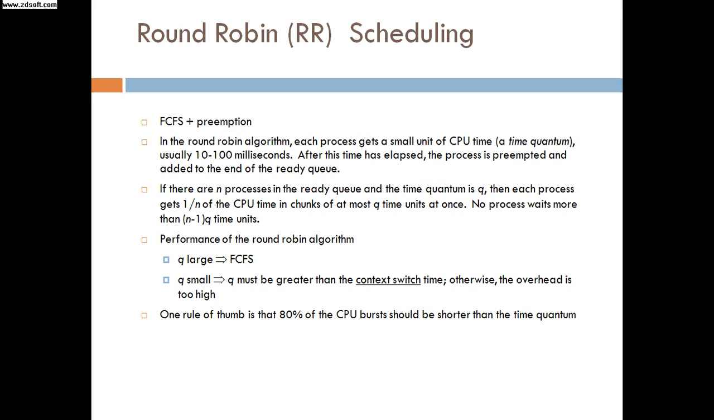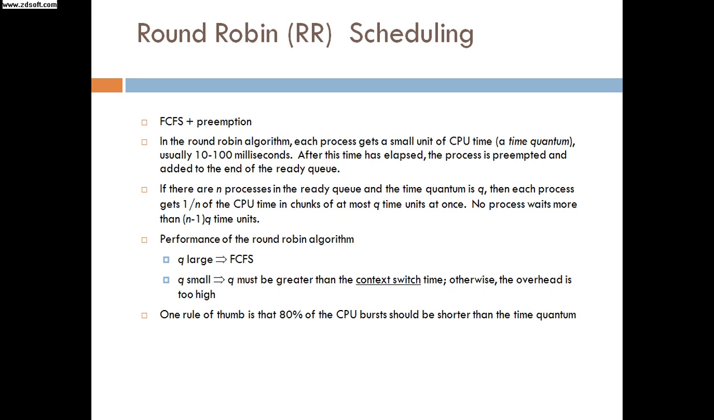The second turn or third turn, the corresponding process will get a chance to execute in the CPU. So no process will wait more than (n-1) times the time quantum units. The round robin algorithm's performance is based on the time quantum that we set. If the time quantum is large, then it will be treated as a traditional FCFS algorithm.